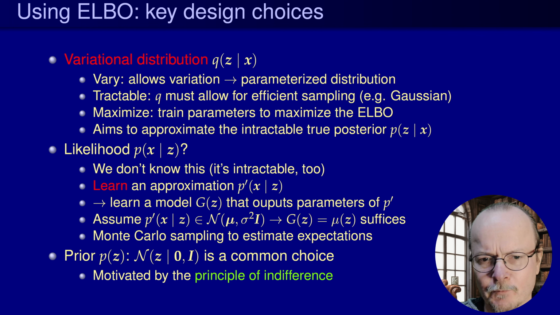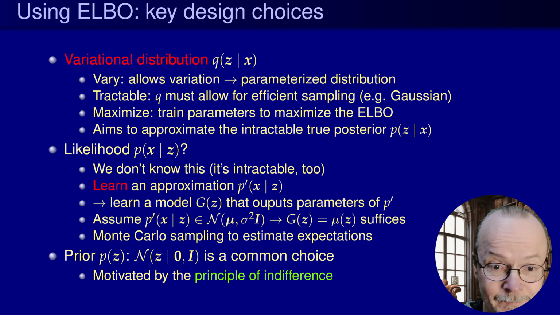There are still two pieces missing. First, there is p of x given z, the probability of observing data x given the latent value z. Computing this value, like the overall data likelihood, is intractable.